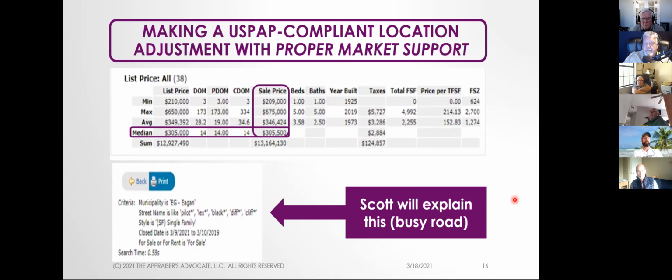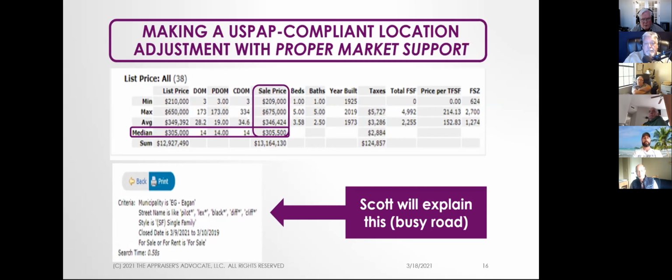MLS will not let you search for different condition, different quality, different location. It's very limited in the search capabilities that match up with what we need to report. So you need to be a little creative. And in this case, I wanted an adjustment for just one of these streets, right? But I figured I'm not going to have enough sales. I'm not going to have 38 sales unless I go back 10 or 20 years. So I thought, well, I'm going to expand it out to roads that are about that busy, and try to keep it as close in time as possible.